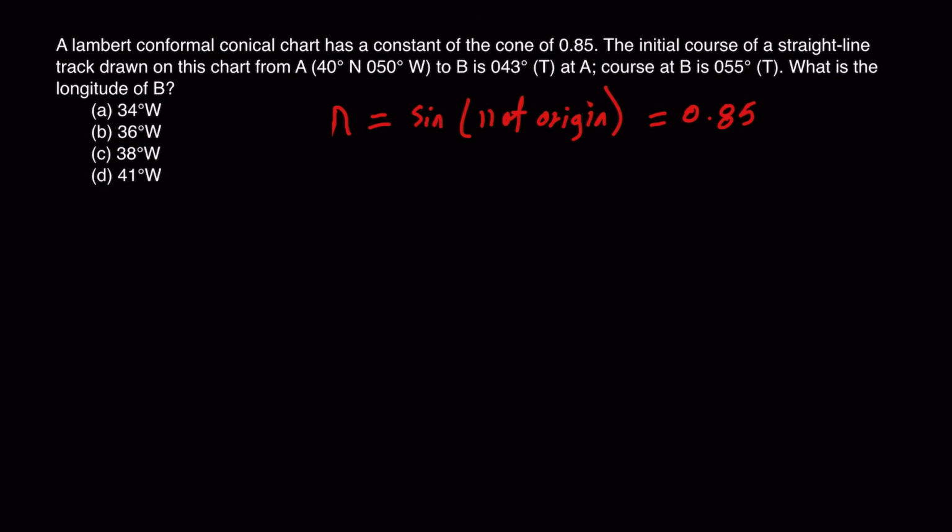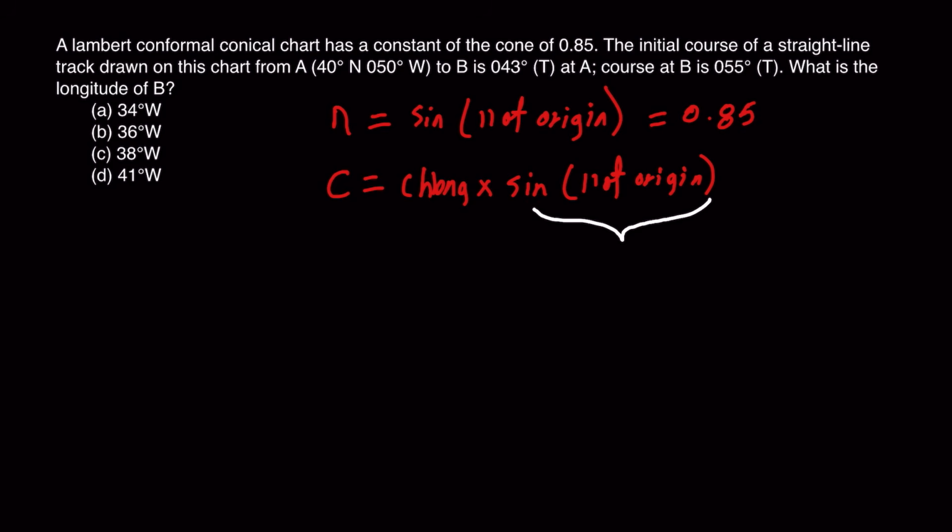Another formula for this chart is of convergency. Convergency in a Lambert conformal conical chart is Shillong into sine of parallel of origin. In this, you do not have sine of latitude or sine of mean latitude. It is sine of parallel of origin. So this part can be n. Another important thing in this chart is that a straight line on a Lambert conformal chart is a great circle track.